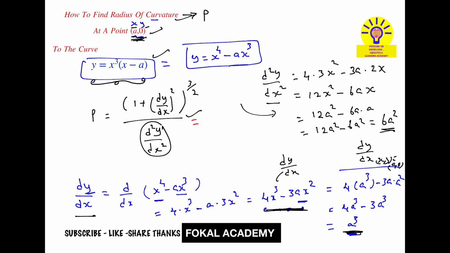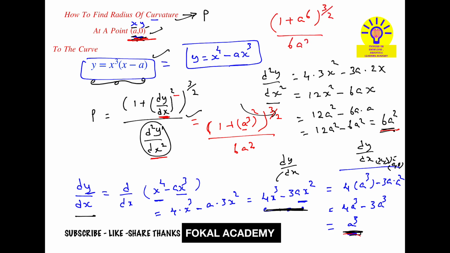Now substitute the values here. So 1 plus, dy by dx we got at the point (a, 0), that is a cube. For this we have a square, so apply the square. For this overall we have the power 3 by 2, upon the second derivative we got at this point, that is 6a square. Now carefully come here. 1 plus a power m whole power n formula, that is a power mn, it becomes (1 plus a power 6) whole power 3 by 2 upon 6a square.